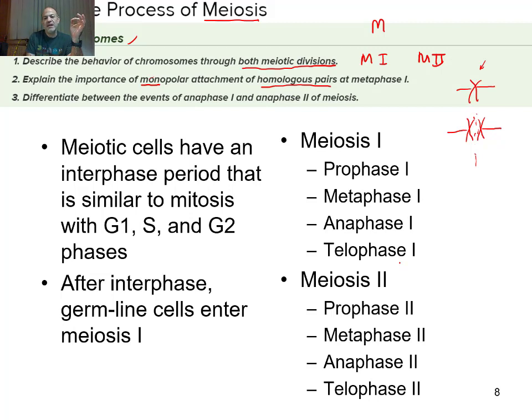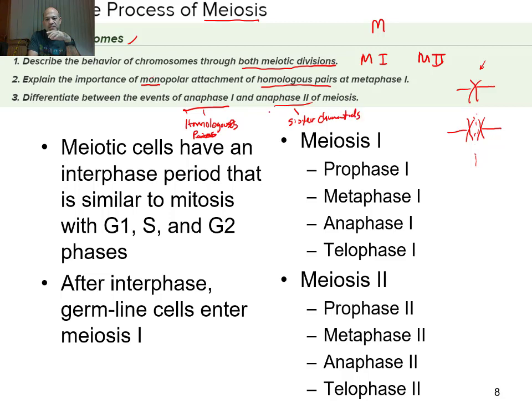And then number 3 is differentiate between the events of anaphase 1 and anaphase 2. And quickly, in anaphase 1, the homologous pairs separate. Okay, the homologs. And then in anaphase 2, the sister chromatids separate.